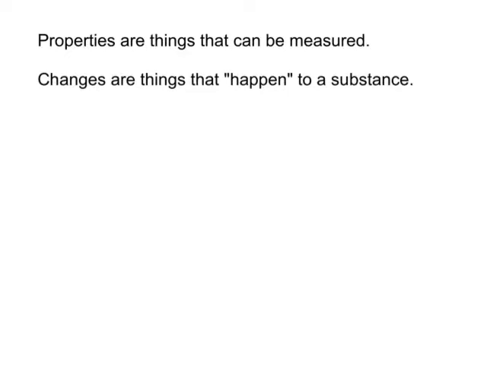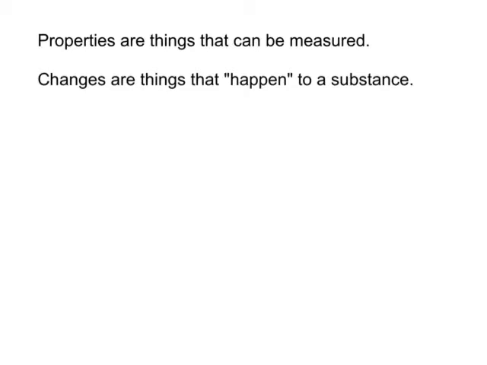So now we get to move on to some bigger and better things and actually begin to talk a little bit on the edges of chemistry. So we're going to start by classifying changes and properties. So first off, what's the difference between a property versus a change?